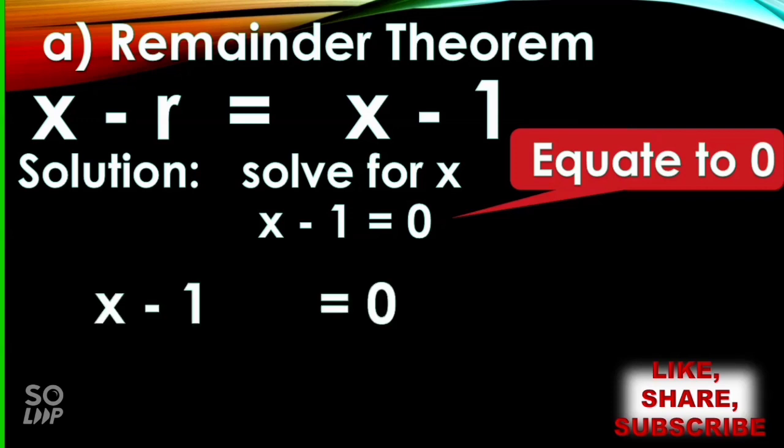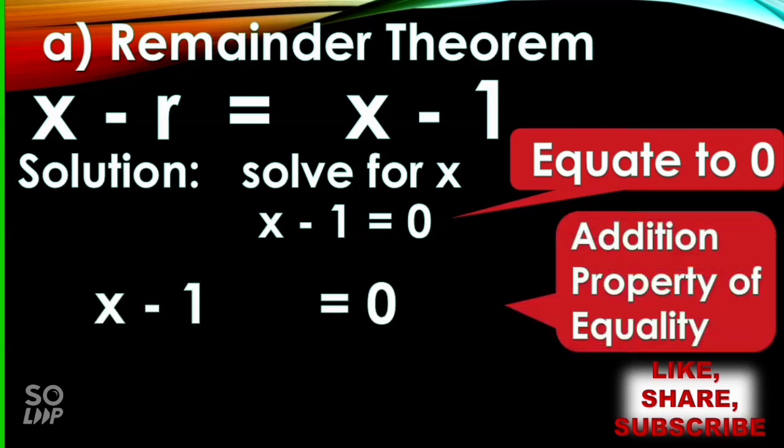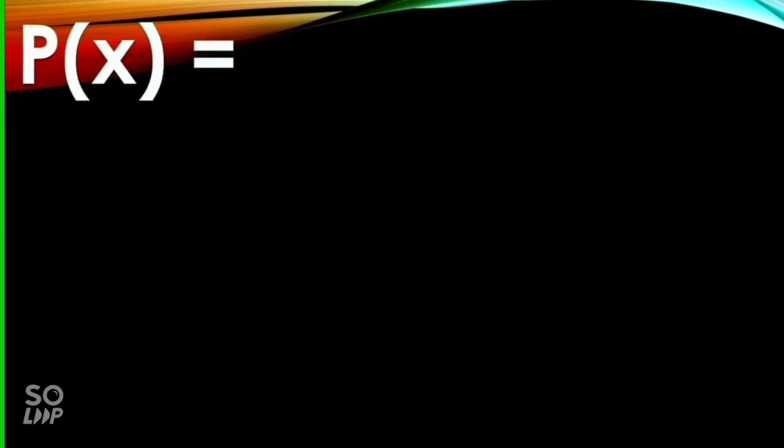And then, applying the addition property of equality, we have x minus 1 equals 0. Para ma-solve yung x, mag-a-add tayo ng 1 both left side and the right side of the equation. So, negative 1 plus 1 is 0. 0 plus 1 equals 1. Therefore, the value of x equals positive 1. Okay, positive 1 ang isa-substitute natin sa lahat ng x ng polynomial natin.